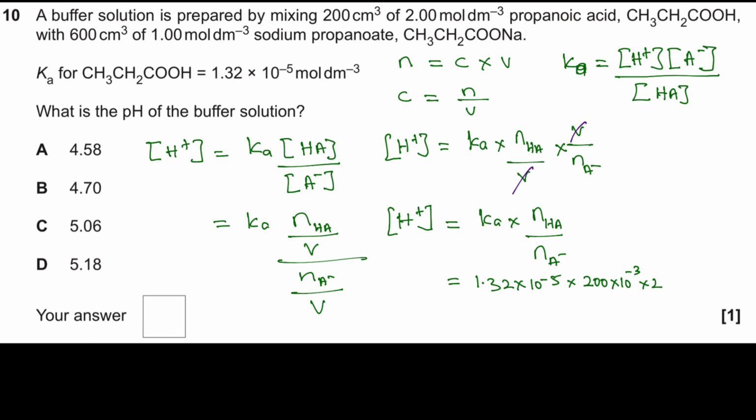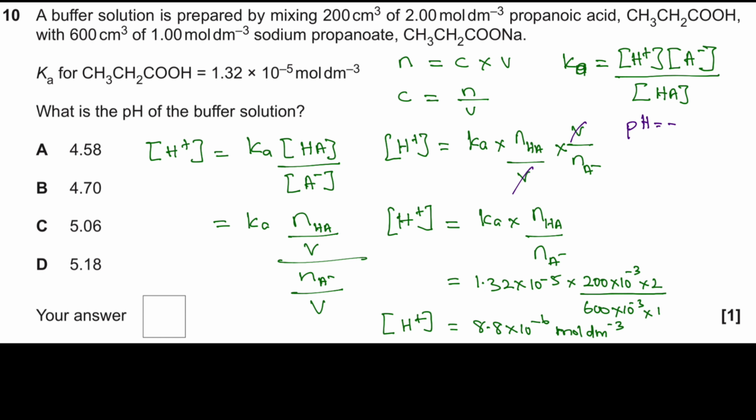And we need to then divide it by the 600 times 10 to the power minus 3. We got that volume here, which is 600 times the concentration, which is 1 times 1, and that will give the value for H plus concentration, and that gives 8.8 times 10 to the power minus 6 mole per decimeter cube. Find the pH value.